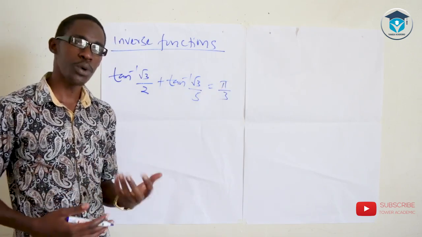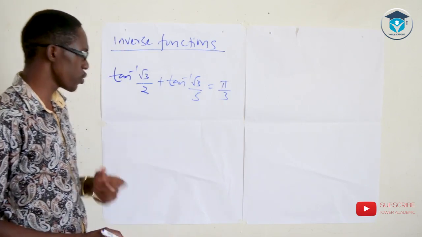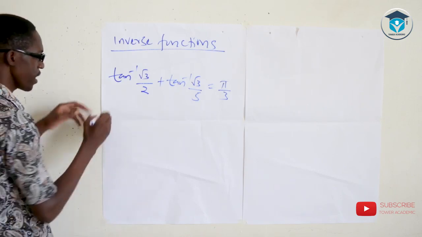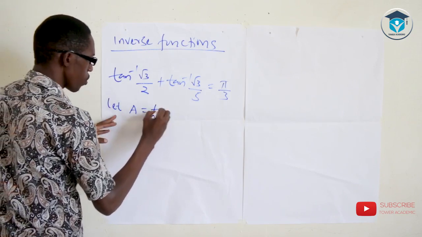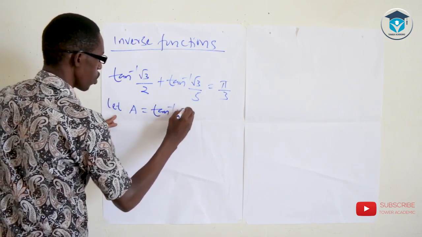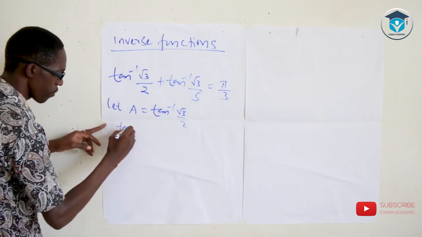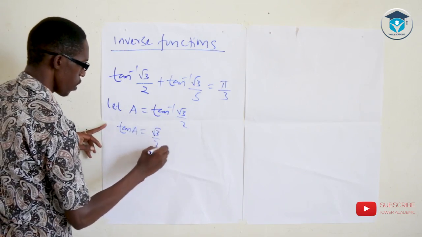So what should we do as a candidate who is preparing for UNEB? This is what you're supposed to do. Just be simple. Don't be under pressure. Start by saying let A equal tan inverse of root 3 over 2. This means that tan of A is going to be equal to root 3 over 2.